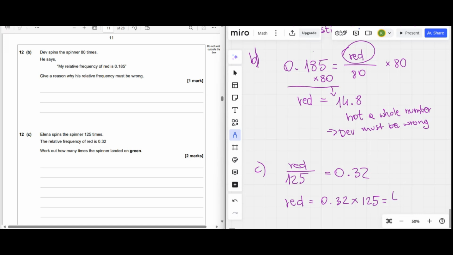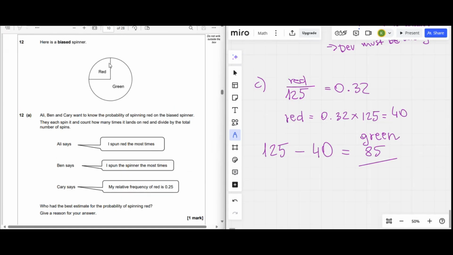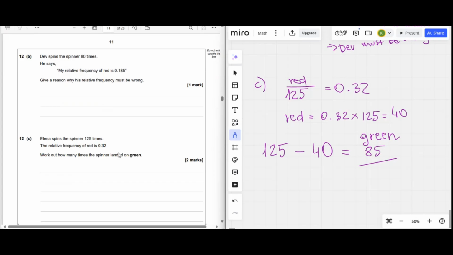Which is 40. Okay, so total being 125 minus 40 of red, that will be green. The rest of them, right? The remaining part. 85. And it makes sense because green is the bigger part of the spinner, so more times of green makes sense. Yes. Lovely.